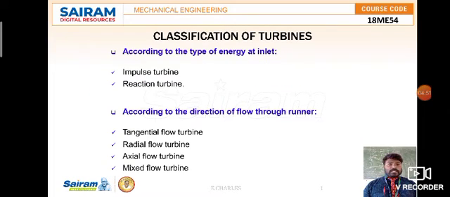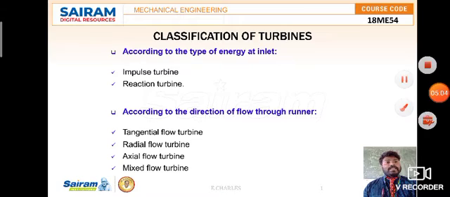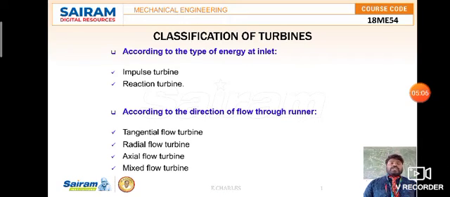So now we will see how these turbines are classified. There are various different types of classifications. The first one is according to the type of energy at inlet. According to the type of energy at inlet, it can be classified into impulse turbine and reaction turbine.